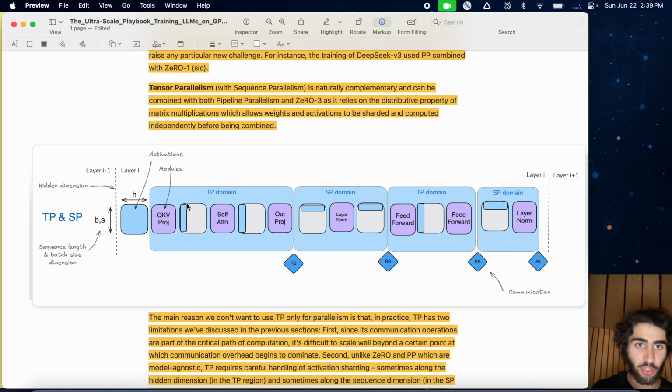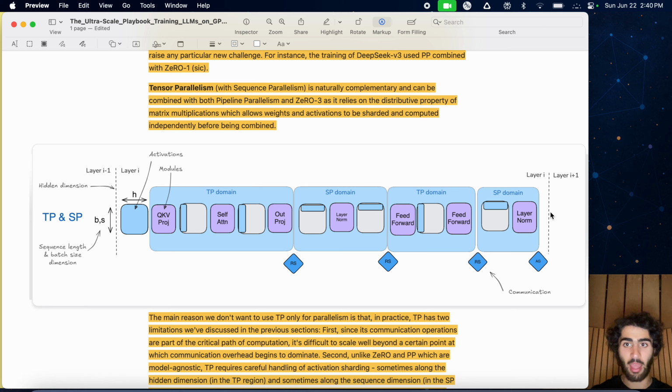And then in our tensor parallelism domain, we have a column-wise shard within the self-attention, followed by a row-wise shard, and it's the same process for our feed-forward network. It's always column-wise followed by row-wise shard, because this allows us to avoid additional communication primitives. If you want to know why, then watch the video about tensor parallelism and sequence parallelism. And then in between these tensor parallelism domains, we have our sequence parallelism domain, which splits along the sequence length, in this case for our layer norm.